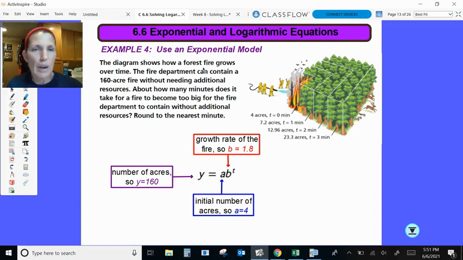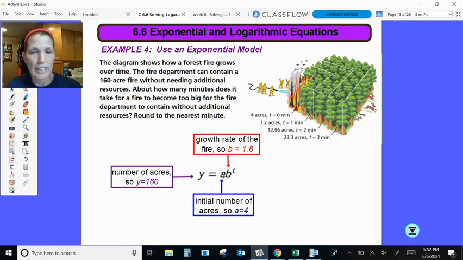Okay, so this diagram shows how a forest fire grows over time. So we have, at 0 minutes, 4 acres it starts, and after 1 minute it's covered 7.2 acres, after 2 minutes 12.96 acres, and after 3 minutes 23.3 acres, and so forth. The fire department can contain a 160-acre fire without needing any additional resources. About how many minutes does it take for a fire to become too big for the fire department to contain without additional resources? Okay, so right here we have, first of all, our number of acres is 160.